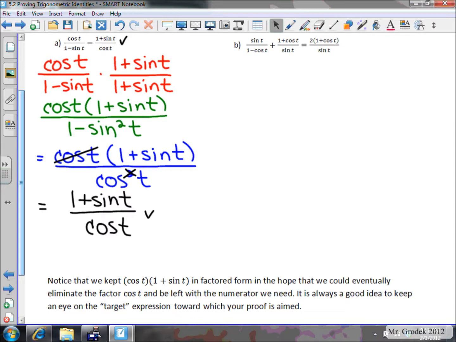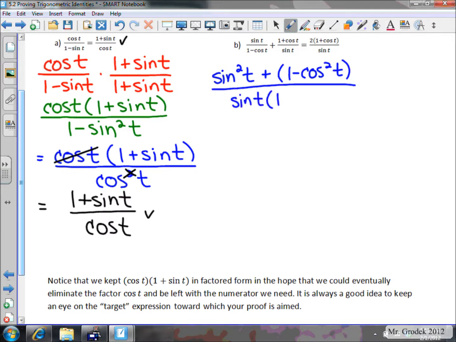For part B, we're going to do the same thing. The left side looks much more complicated than the right side, so we're going to add the fractions again. So we'll have sine squared t plus 1 minus cosine squared t, all of that over sine of t times 1 minus cosine of t.